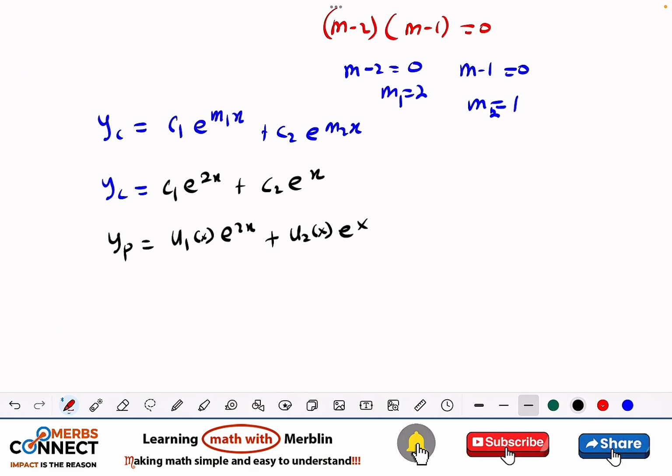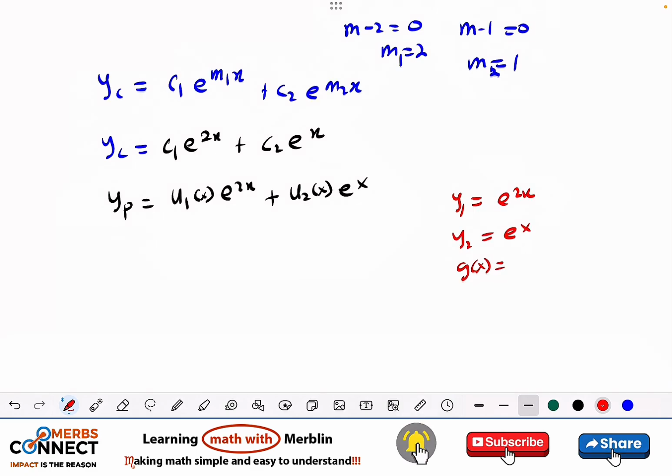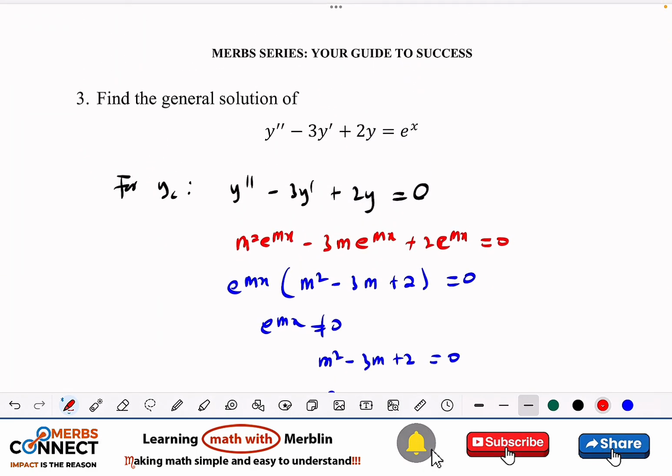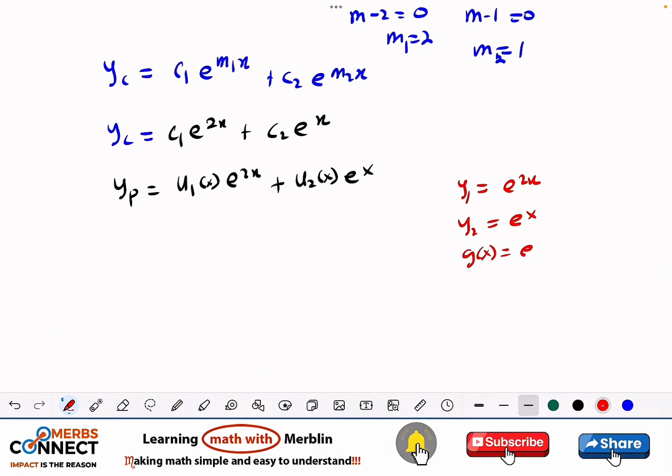Then what I need to do is look for my y1, which is the one going with the C1 or K1 or any constant that you are using. So e to the power 2x, and my y2 will be e to the power x. Good. Then what will be my g of x? That's also one thing that I need. I look at the function and it's equal to e to the power x, so that gives us g of x equal to e to the power x. Then I need my Wronskian, so let's find the Wronskian.